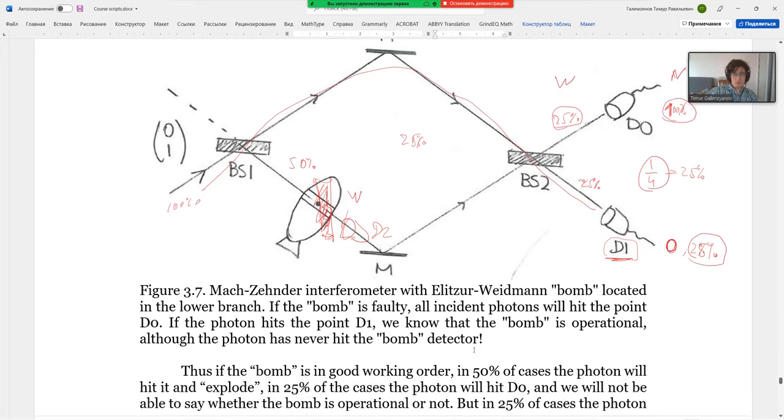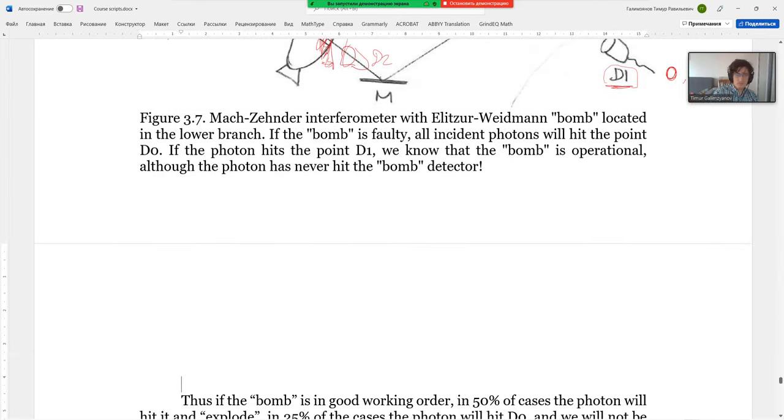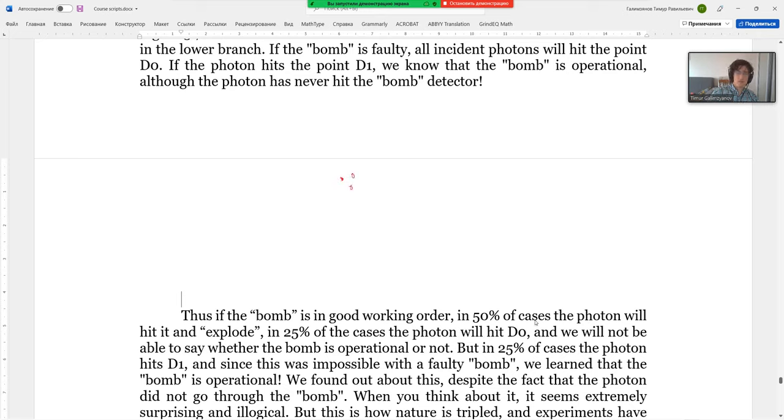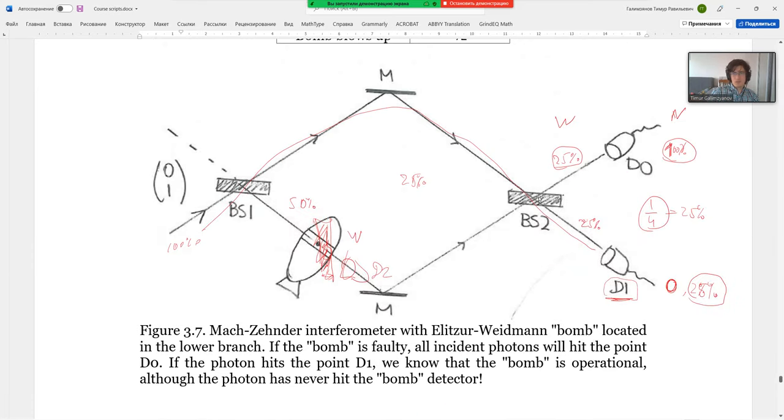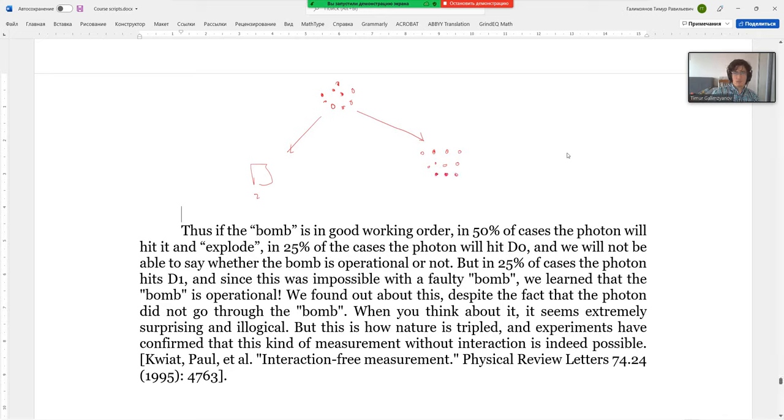So in this experiment, we can separate this mixture of working and not working blockers or bombs. So half of the bombs will blow up. The separation would be the following. If there is no blocker, or the bomb is not working, we'll put it here. But there's a 25% chance that a bomb is working, but the photon goes to the other detector, and that means that in that case we will get here some working bombs which we marked as not working.